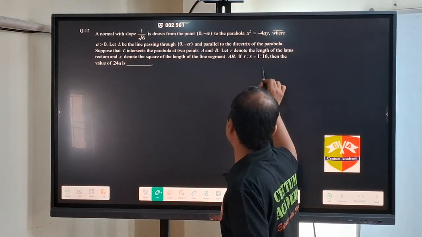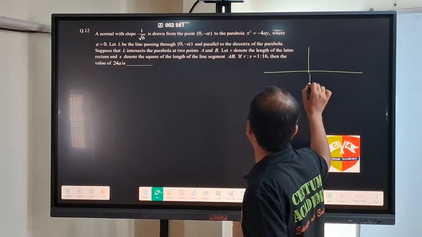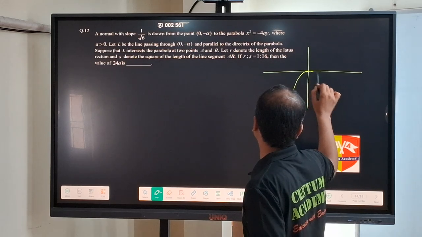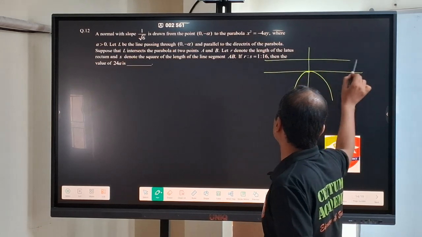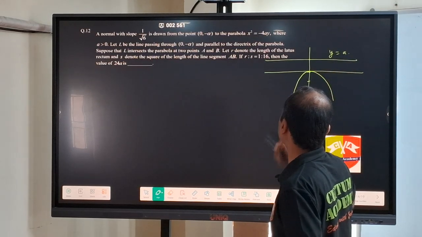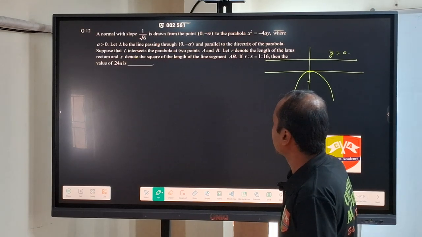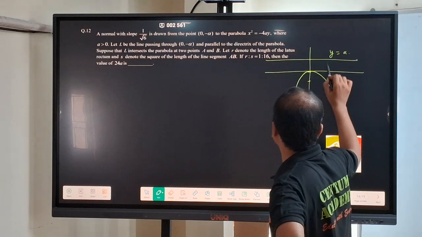So let us first draw the parabola x square equals minus 4ay. It will be a downward opening parabola because a is positive. Something like this. Where will be its directrix? Its directrix will be y equals a and focus will be 0, minus a. Next is a normal with slope 1 by root 6.